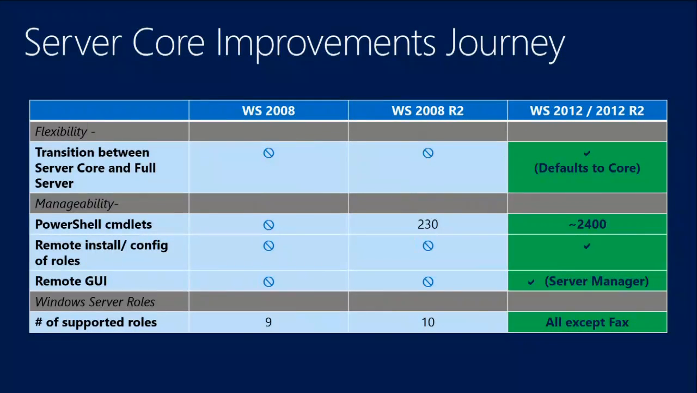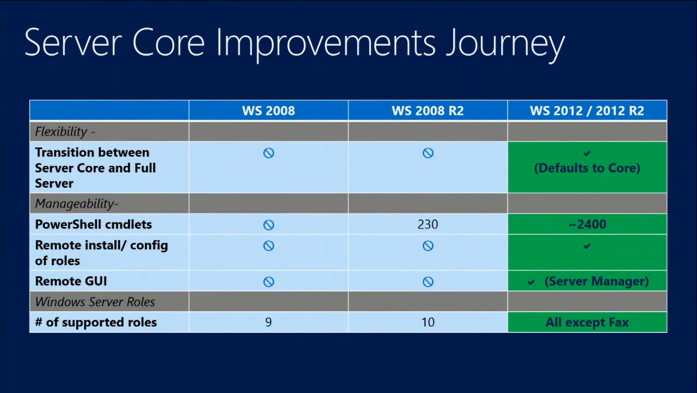And in 2012, it defaults to Core because we believe that it's now the right choice to make. It's not anymore a limited choice for some use cases. It is the way you should deploy a server. Everything is PowerShell manageable. You can do remote management. You can do remote installation and configuration of the server. You use Server Manager remotely using the RSAT, the Remote Server Administration Toolkit, from a desktop machine to manage your servers. That's what the GUI needs to be.